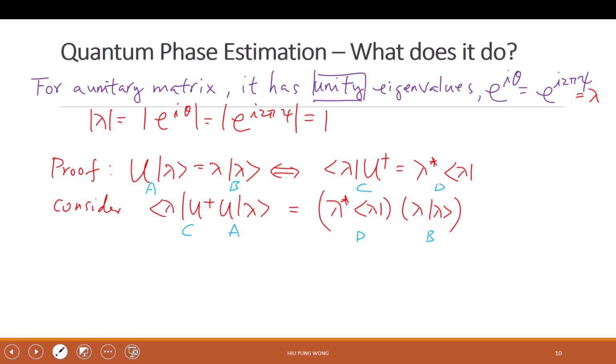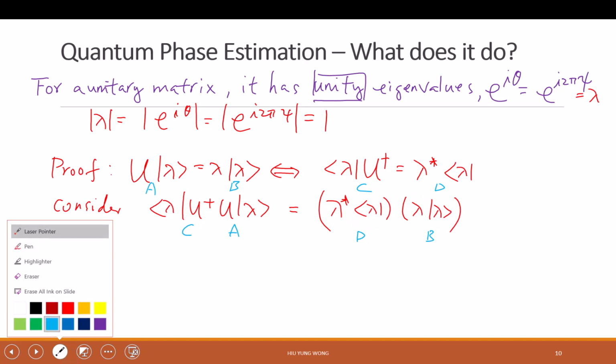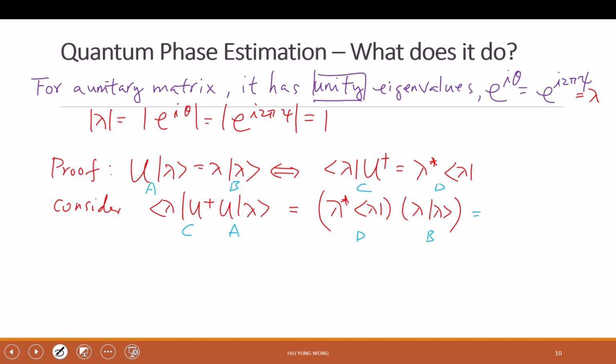Any questions? Now, what is this? Just be very careful. These are just parentheses, I can ignore them. And this is a number, and this is a bra, this is a ket. So what is this? The bra inner product with the ket is equal to 1 because they are normalized. So this is lambda star lambda inner product lambda, which equals lambda star lambda. Make sense?